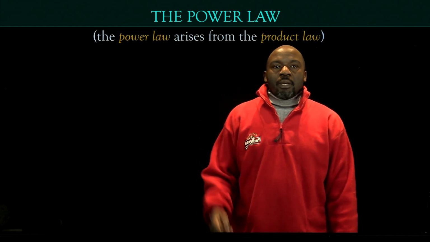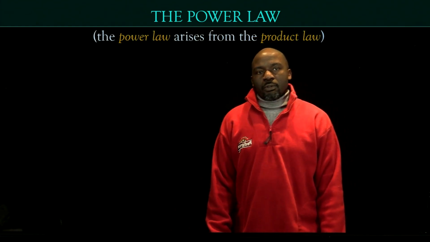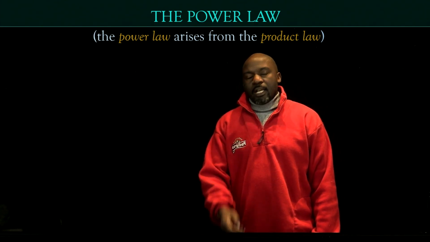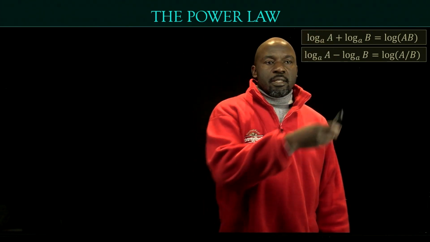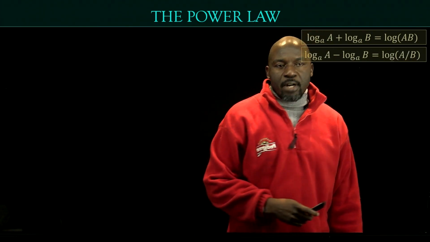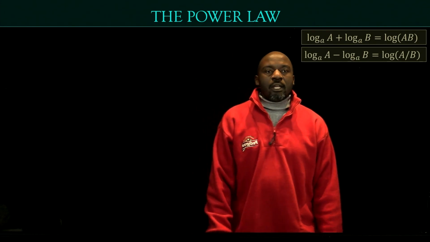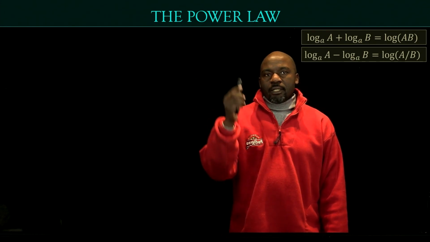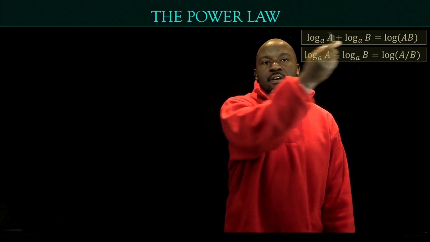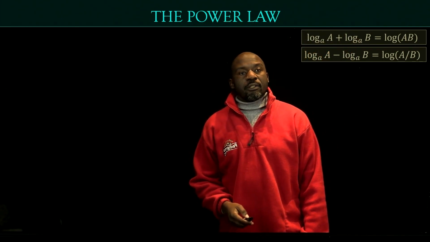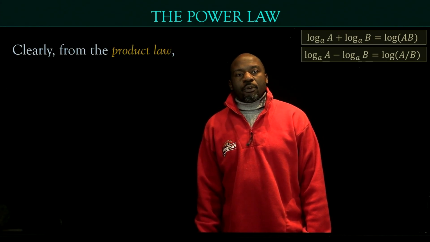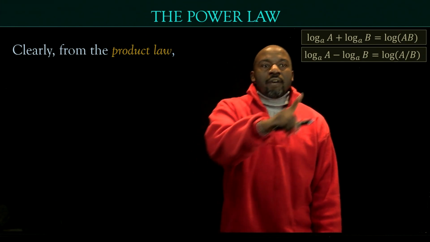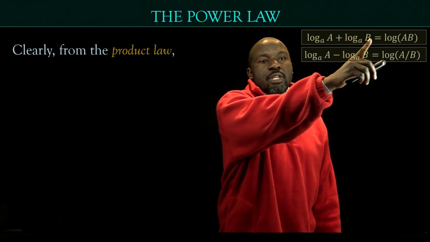The power law arises from the product law. So which is the product law? The product law says that log of A plus log of B is the same as log of A times B, right? So that's the first one. There is the product law. The second one is the quotient law. But the power law comes very quickly as a result of that product law. Let's start with the product law. Now, instead of having A and B there, let's say that B is also equal to A.